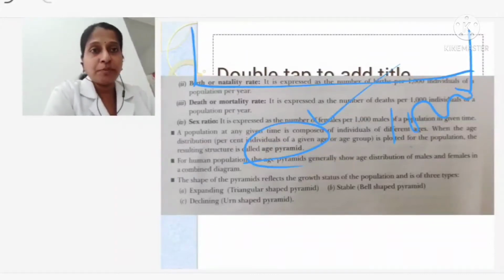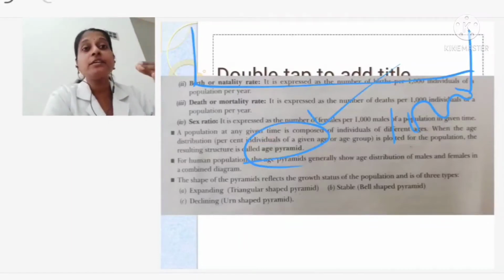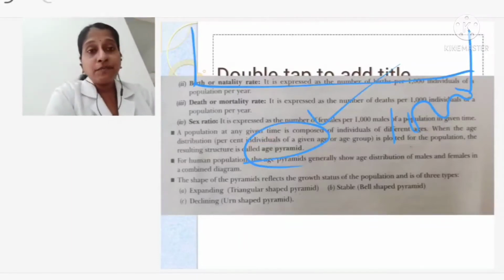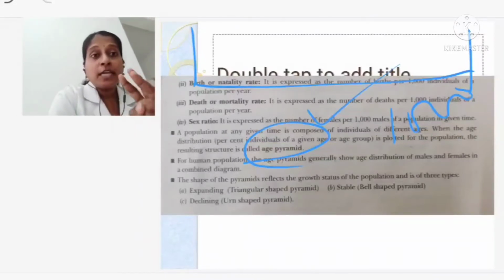So what is an age pyramid? In a population, when you see, there are different categories of people, isn't it, falling under different age groups. So that one we call as what? The age pyramid, right? Now when you are seeing this age pyramid, based on the distribution of age, how the people are living, based on that there are three types of age pyramids. How many types are there? Three types.